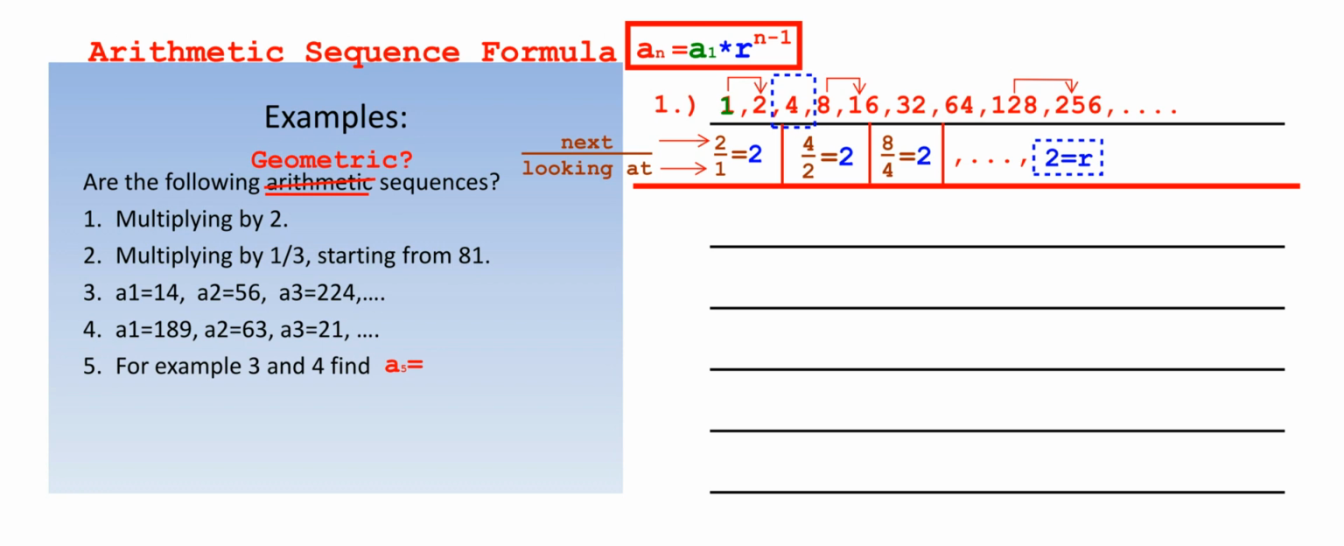Okay, so now that we found the common ratio, a sub n equals the first term, which is 1, times the common ratio of 2. R is 2, and it's raised to the n minus 1th power, and that's our final equation. Agreed? For the next case, example number 2, we have multiplying by a third starting from 81.